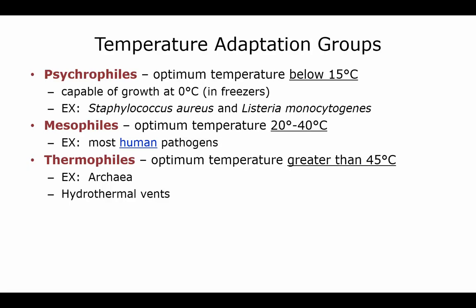The psychrophiles have an optimum temperature below 15 degrees Celsius. They can grow at 0 degrees Celsius in freezers. Examples here would be Staphylococcus aureus and Listeria monocytogenes. Mesophiles, their optimum temperature range is 20 to 40 degrees Celsius, and this is most of our human pathogens. Thermophiles grow best at greater than 45 all the way up to 80 degrees Celsius, and this would be your archaea that are found in hydrothermal vents and geysers.